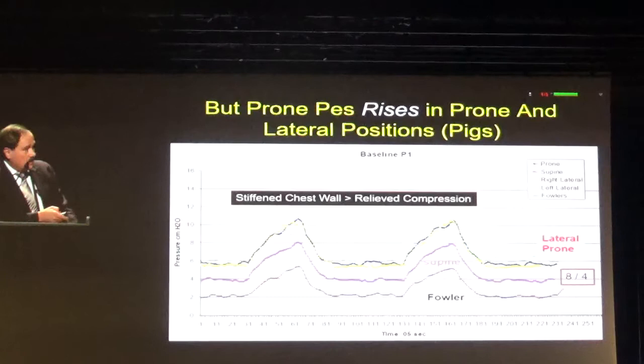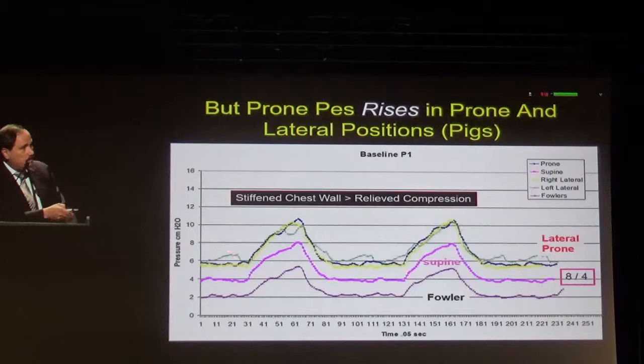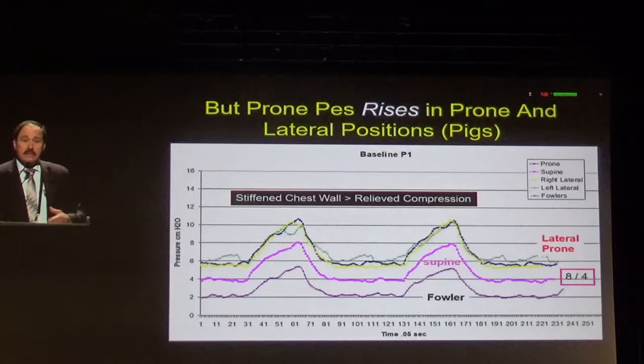If you actually look at it, this is the supine tracing, and superimpose the lateral and the prone tracings, and you see that the pressure measured by the esophageal balloon is actually higher in the prone position because of the stiffening of the chest wall, suggesting that the fidelity of the balloon is not invalidated by the weight of the heart.